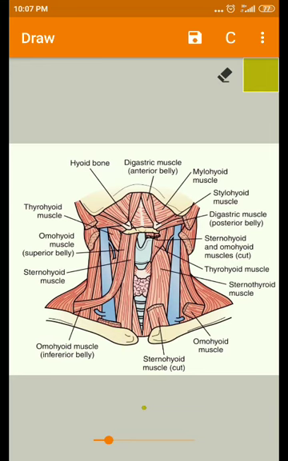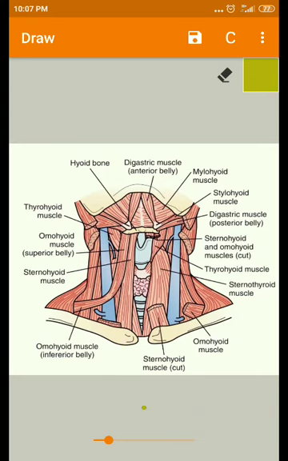Dear students, welcome back. Here we can see the secondary muscles which control the temporomandibular joint motions. The secondary muscles are smaller than the primary muscles and consist of suprahyoid and infrahyoid groups.